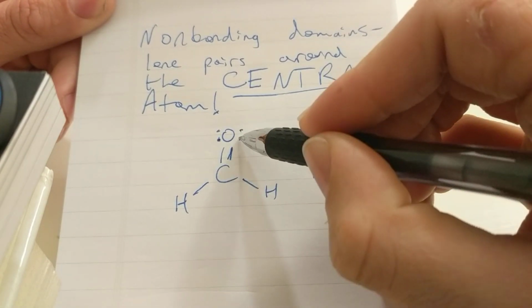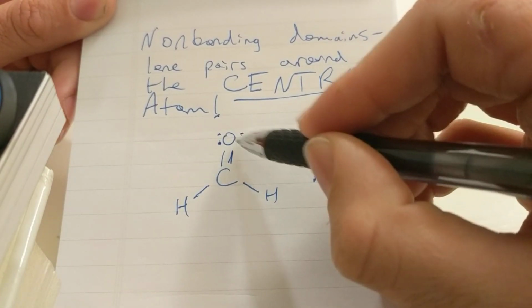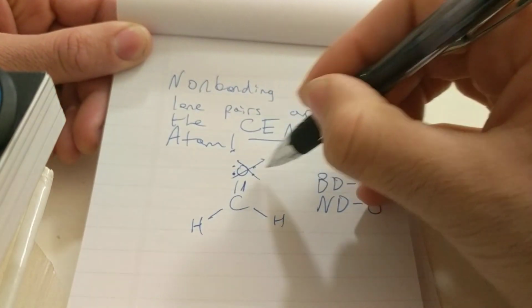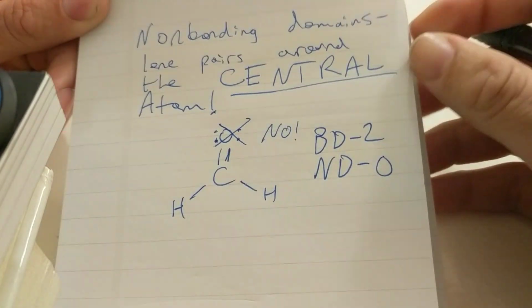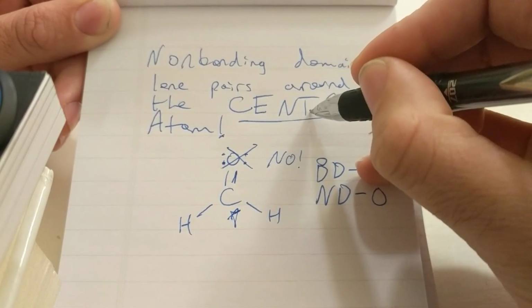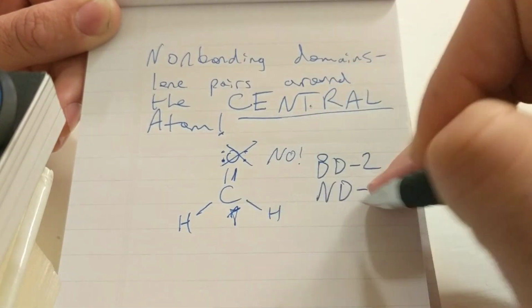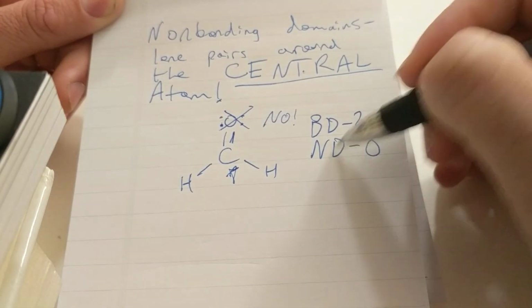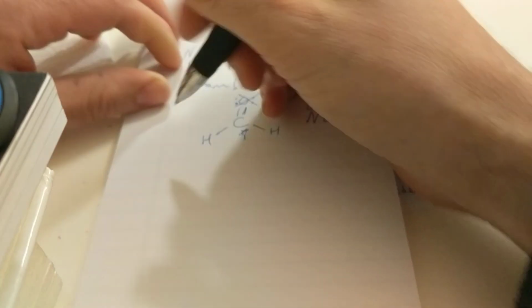You're already thinking, but wait, look, oh, look right here, sir. Wait, sir. No. Don't look at that one. Look at carbon. That's the central atom, okay? There's no lone pairs here. 0 non-bonding domains. Awesome. So once you get the 2 magic numbers, you look at the chart.